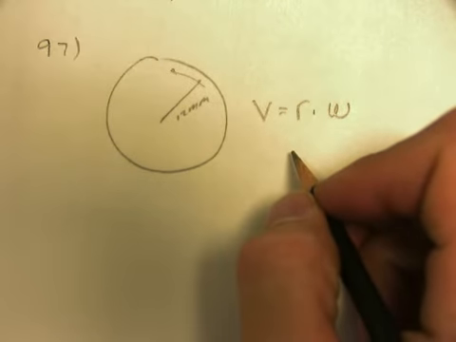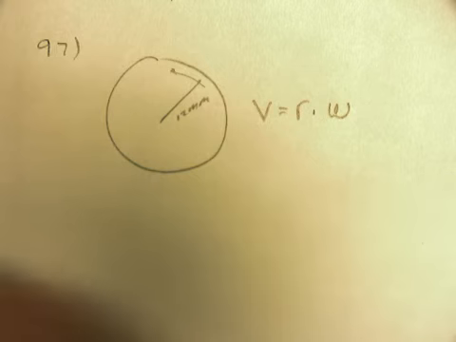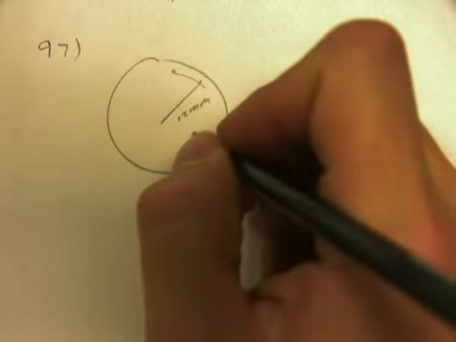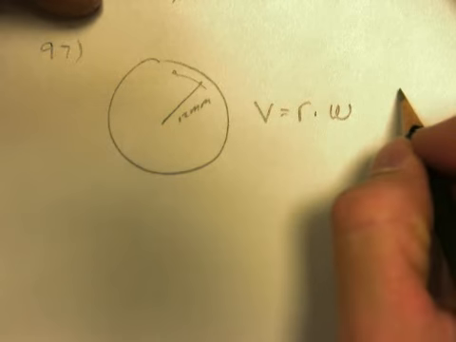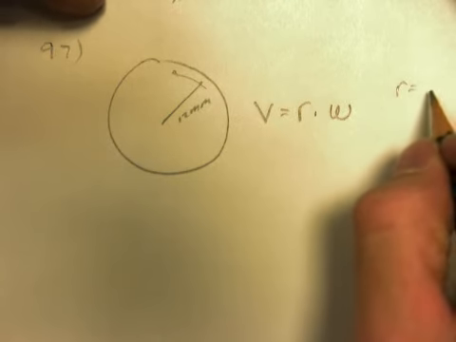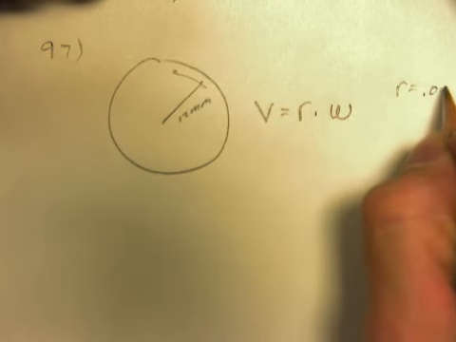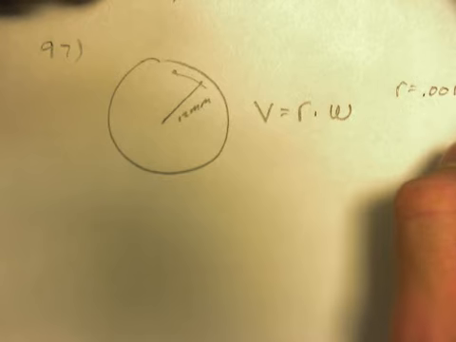Now, number 97. Because it's 12 millimeters, maybe I'll change it into meters, which is 0.0012 meters.